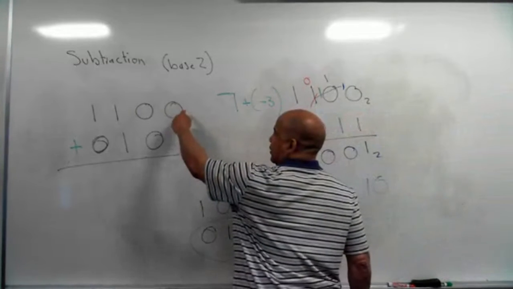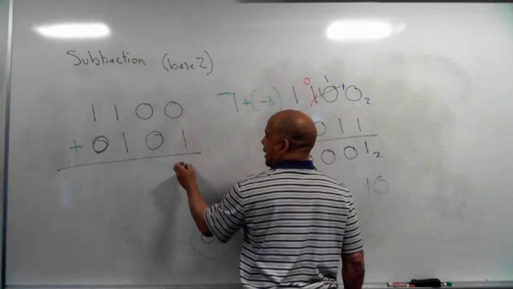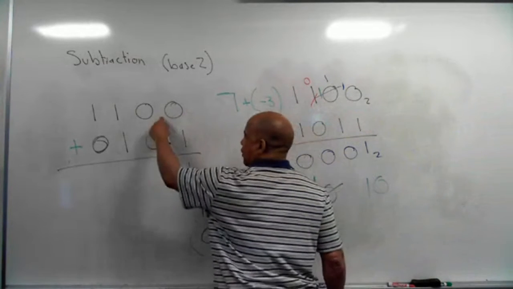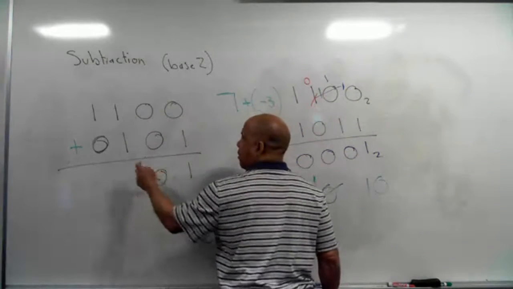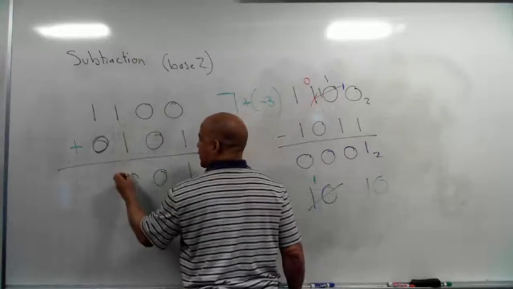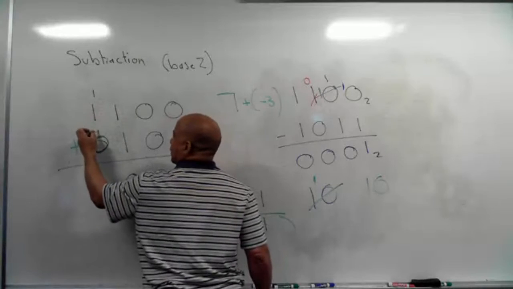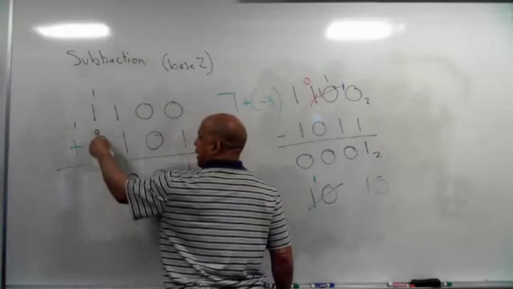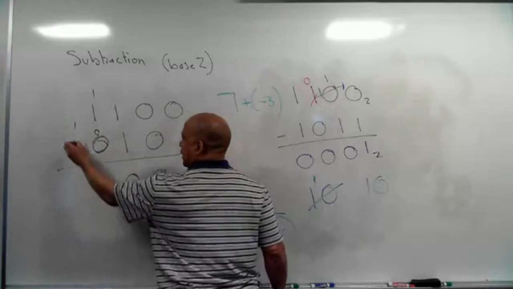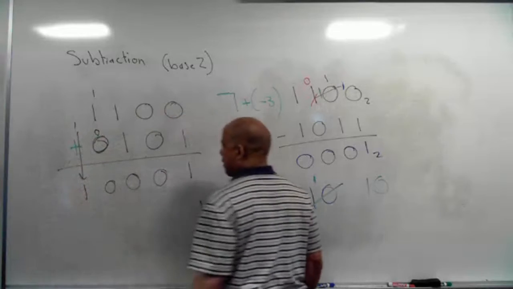So I got a 0 and a 1. I'm adding now, it's a 1. I got a 0 and a 0. That's a 0. I got a 1 and a 1. That's a 0. Carry 1. I got a 1 and a 1. That's a 0. Carry 1. I got the 0 and the 0 is a 0. And then that carry bit comes down.